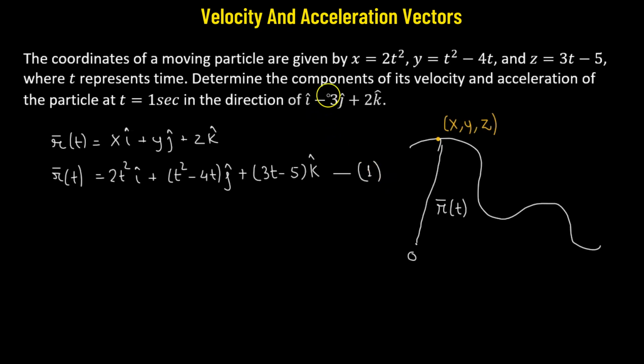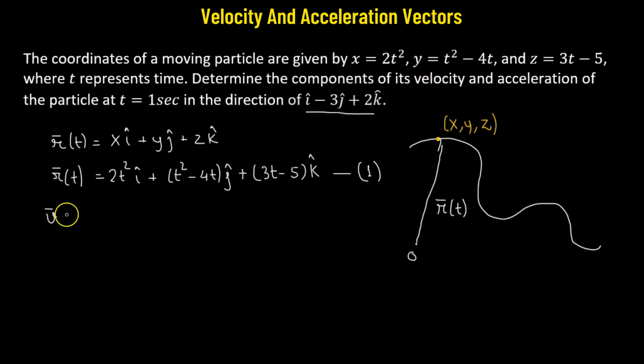Our task will be to determine the components of the velocity of this particle, and its acceleration at time t equals 1 second, but it has to be along the direction of this vector i cap minus 3j cap plus 2k cap. We'll come to this part later on. First, let us begin by determining the velocity and acceleration of this particle.